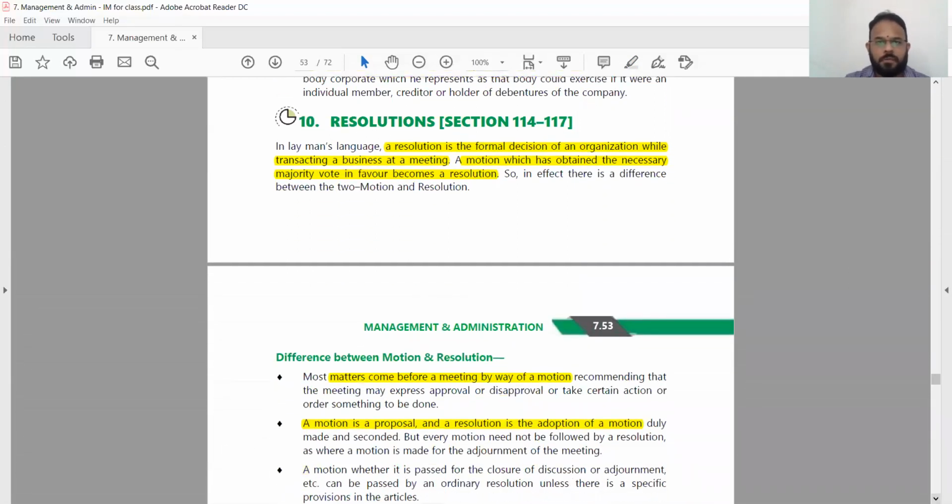Resolutions will cover sections 114 to 117. What is a resolution? A resolution is a formal decision of an organization. When you want to have a formal decision of the organization while transacting business at a meeting, it is called a resolution. You have to differentiate between what is a motion and what is a resolution. Motion means they will ensure who has the majority vote, who is for, who is against that particular proposal, so that the decision making is called a motion. And once that is all favorable, then they will put it as a resolution. So there is a very small difference.